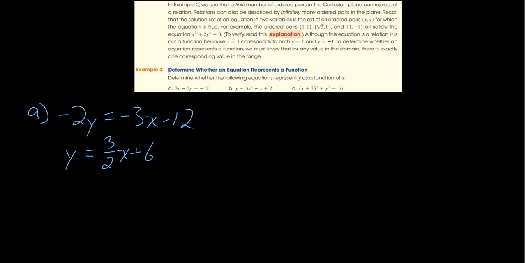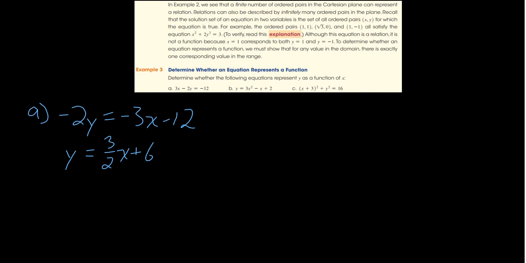We can tell that the slope is 3 halves and that the y-intercept is 6. But that's not what we're looking for right now. Instead, example 3 is wanting us to determine whether the following equations represent y as a function of x. So that means, is it a function? If I plug in an x value, how many y's do I get back? I only want to get one y value back when I plug in an x.